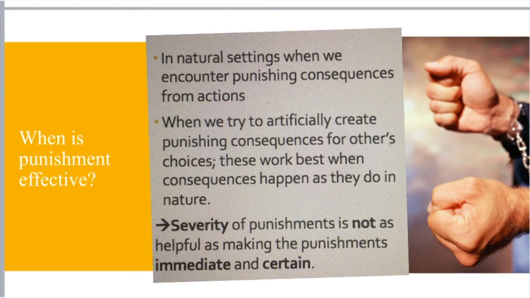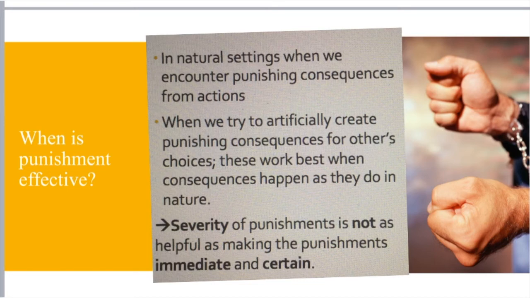It's also effective when we try to artificially create punishing consequences for others' choices. Ultimately, these work best when the consequences happen as they do in nature. So again, that natural piece, and this goes with going to jail or getting fined, the legal punishments that you might encounter for breaking the law. If you steal something, you have to pay for it in full, or you have to work volunteer hours or do some sort of community service. These are natural consequences for our actions. And have these been learned? Yes, they're artificially imposed, but they're a pretty standard understanding across society today, right?